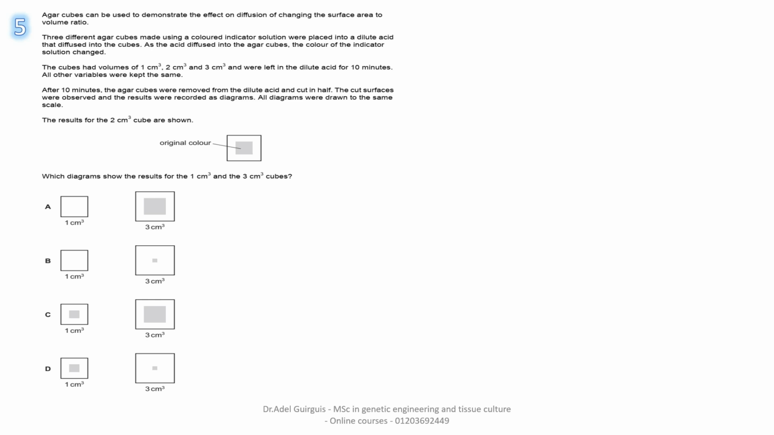All the other variables were kept the same. After 10 minutes, the agar cubes were removed from the dilute acid and cut in half. The cut surfaces were observed and the results were recorded as diagrams. All diagrams were drawn to the same scale. The result for the 2 cubic centimeter cube is shown. Which diagrams show the results for the 1 cubic centimeter and 3 cubic centimeter cubes relative to the 2 cubic centimeter cube in the diagram?